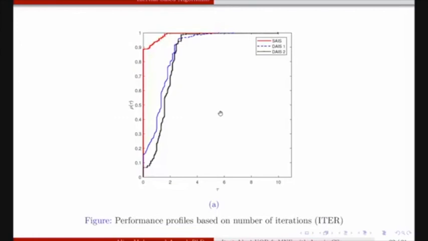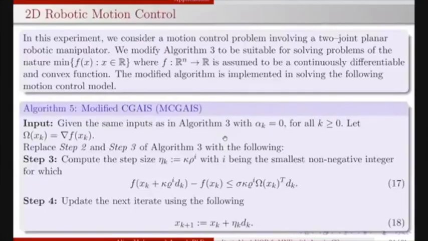Then the next one is the performance profile for algorithm 4, that is the spectral gradient with inertia step. We compare it with our previous work, DAIS1 and DAIS2. We can see from the graph that based on the number of iterations, our algorithm performs better than the two existing ones.